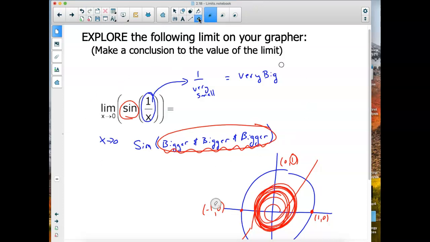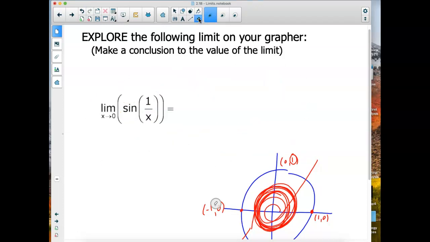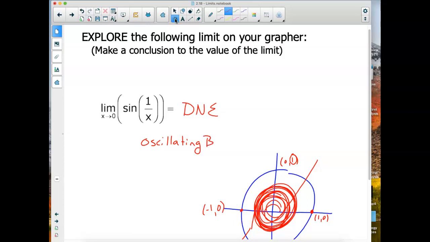So how do I answer this question? Well, is it approaching a specific value? Answer, big fat no. This limit does not exist. It's approaching an infinite number of different values between negative 1 and 1, none of which is specific at 0, because I keep going around that circle. So the reason this does not exist is its oscillating behavior. Okay? It's oscillating behavior. That's why it does not exist.